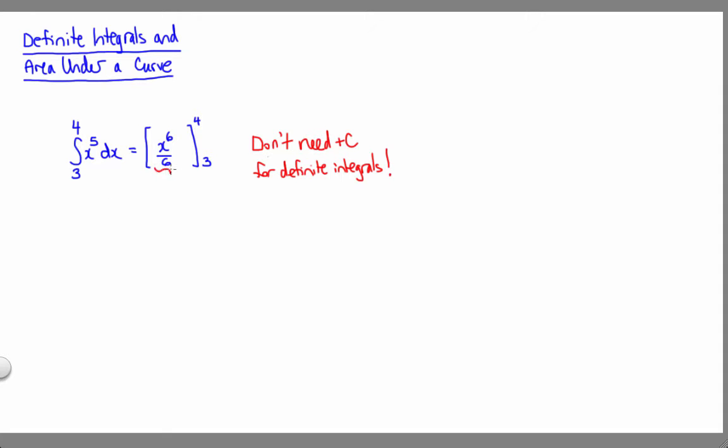Notice that we didn't write plus c when we were calculating our antiderivative. We never need to write plus c when we're working with definite integrals. So if you've got an interval of x values given, meaning if you see numbers above and below that integral, then you do not need plus c in the calculation.